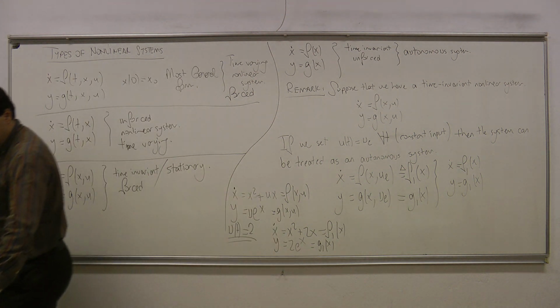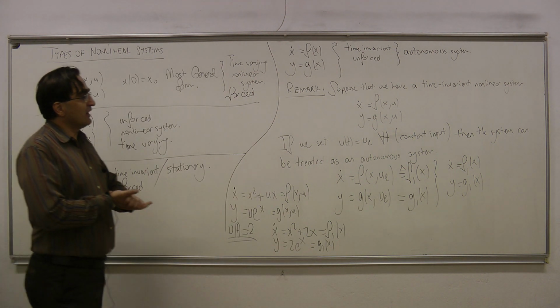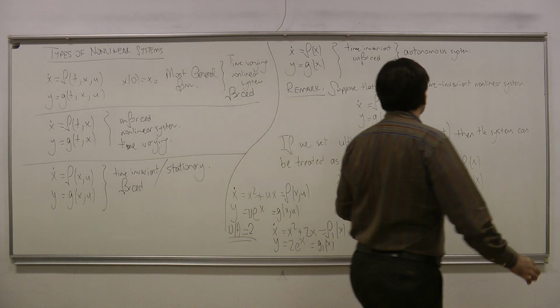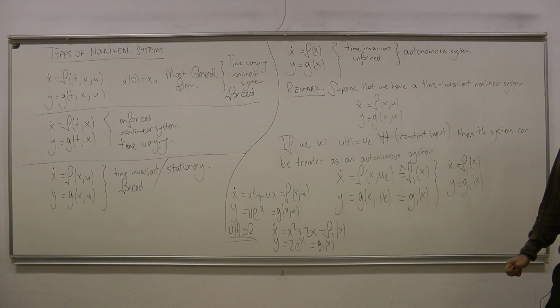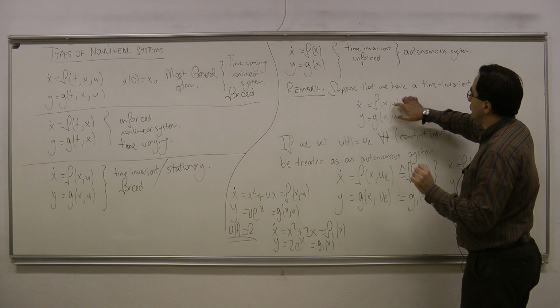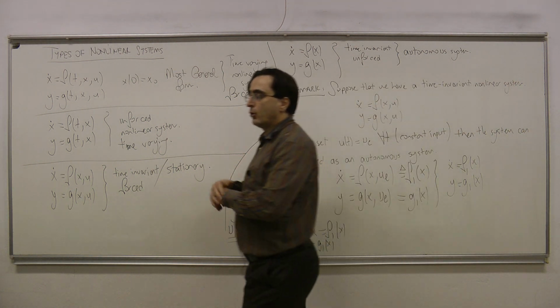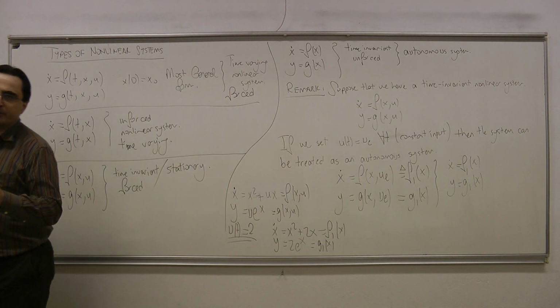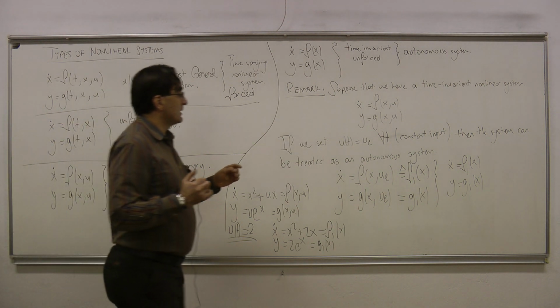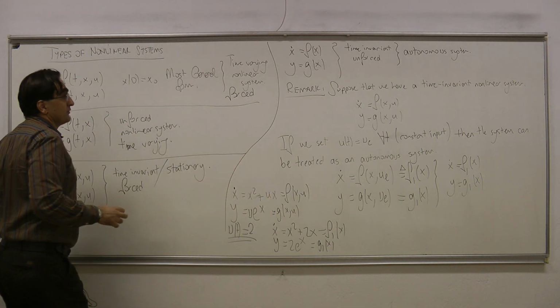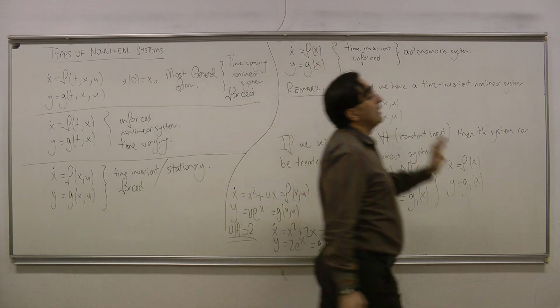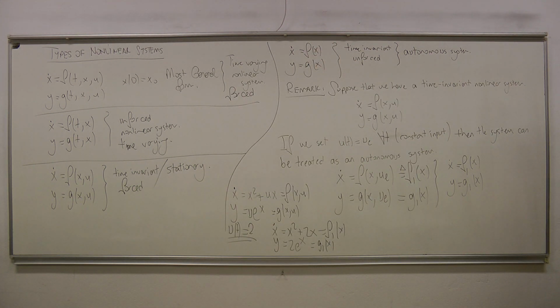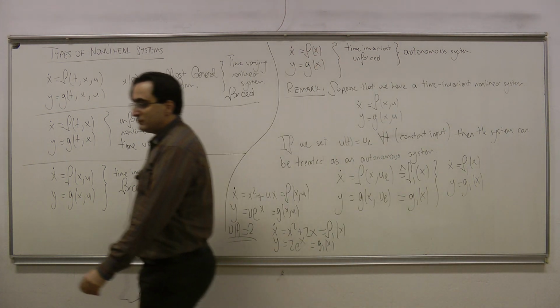Okay? So we can treat time invariant systems as autonomous systems if we set the input to a constant for all of the operation of the system. Okay? So we can turn such a system into such a system by taking the input as a constant.